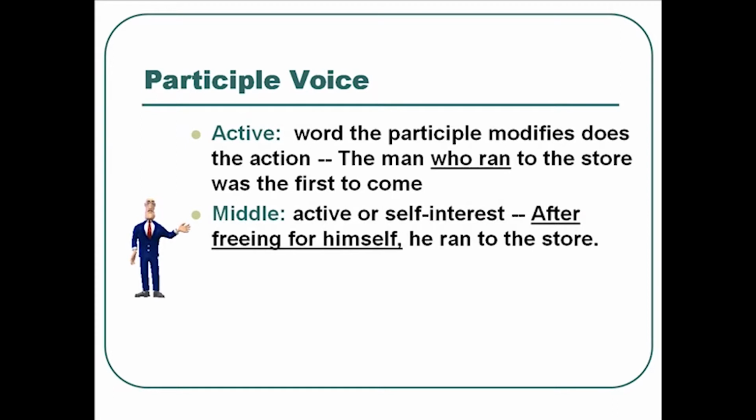Now the middle voice may either be translated as active, where the action of the participle focuses on the participation of the actor, or self-interest, or even sometimes reflexive. So, for example, after freeing for himself, he ran to the store. Or, reflexively, after freeing himself, he ran to the store. Or, emphasizing the actor's participation in the verb, after freeing, he ran to the store. Simply translated as an active in English.